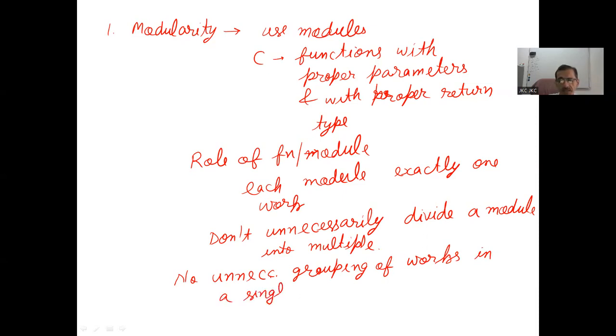For example, a sorting module should only do sorting, nothing else should be done. Searching should be done as a separate searching module. If some functionality requires searching as well as sorting, then I should have a separate module for sorting, a separate module for searching, and maybe another module which uses these two combinedly by passing the results, etc. So no unnecessary grouping of works in a single module, no unnecessary splitting of the works in multiple modules. This is what we mean by modularity.